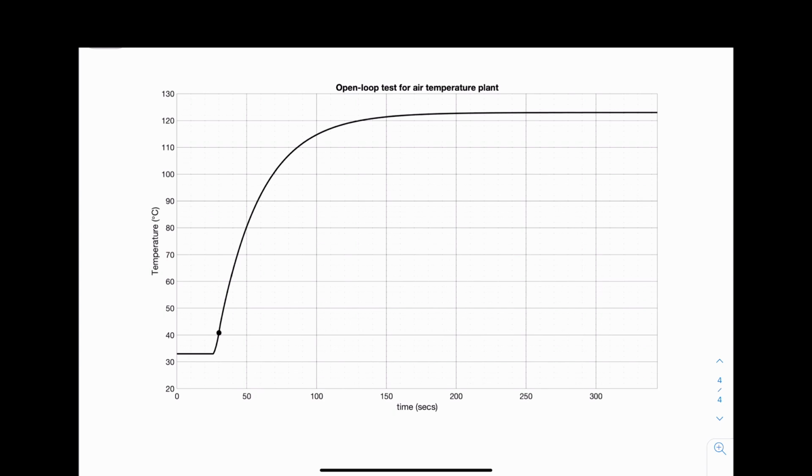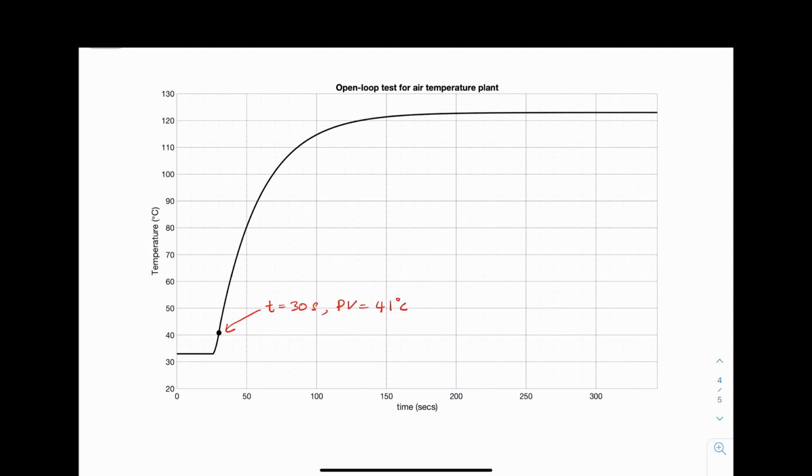This is the system response from the previous experiment done in Delta V. Data from Delta V has been taken out and processed in another software in order to get a better view. Using this software, the inflection point is calculated, and it is given at time t equal to 30 seconds and PV equal to 41 degrees Celsius.